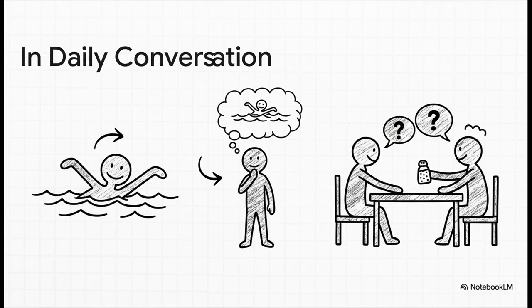Let's see how this works in a real chat. You'd say, I can swim, if you're talking about right now. But if you're remembering your childhood, you'd say, I could swim when I was 5. And for that politeness, could you please pass the salt? Just lands a little gentler than can you, doesn't it?